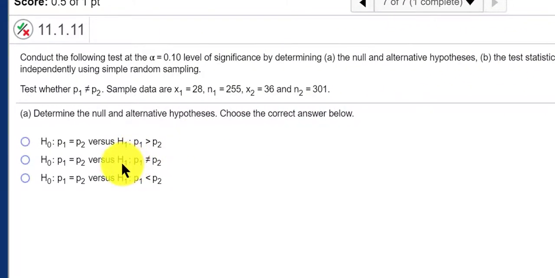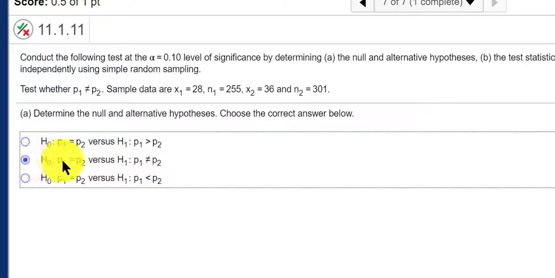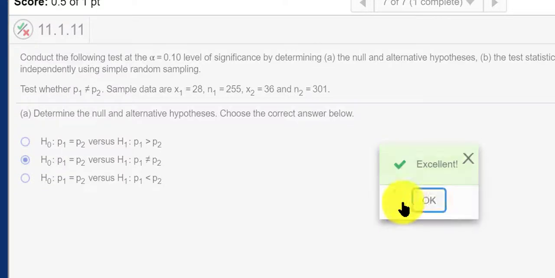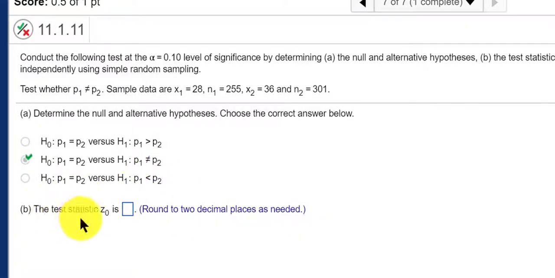So for the null and alternative hypothesis, looks like we're going to have P1 equals P2, and the alternative would be P1 does not equal P2. Let's check our answer, and we get a check mark. Great. Now for the test statistic, there's two ways we can go about this.